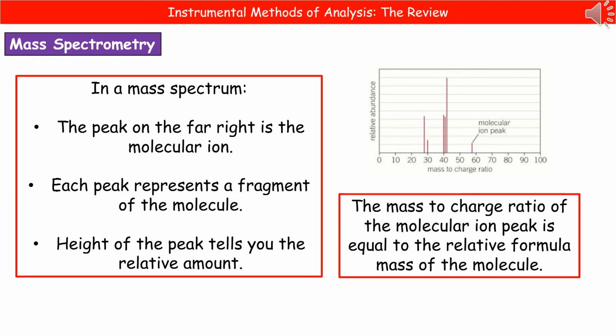Then what we find is as you go further towards the left, we get different peaks for the different fragments of the molecule. And the height of the peak tells us the relative amount. So we know that that particular chemical, with its relative formula mass of about 58, is going to be broken up into these smaller fragments with those masses of around 30 and 40.